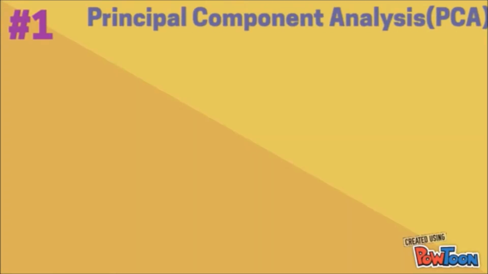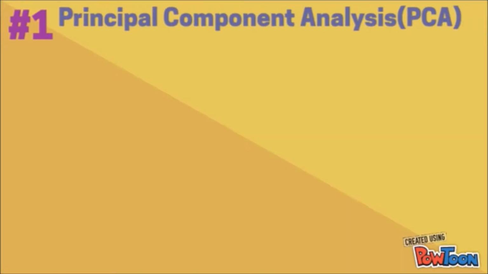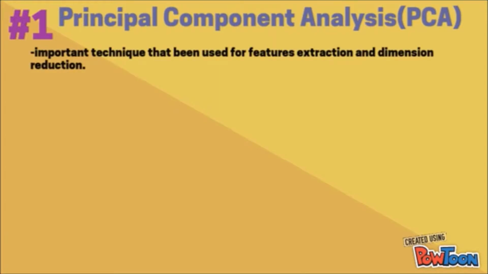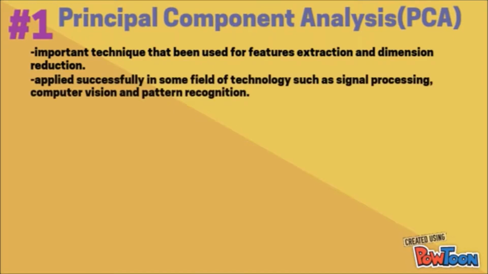Let us continue with principal component analysis, PCA. PCA is an important technique that has been used for feature extraction and dimension reduction. This technique has been applied successfully in some fields of technology such as signal processing, computer vision and pattern recognition.